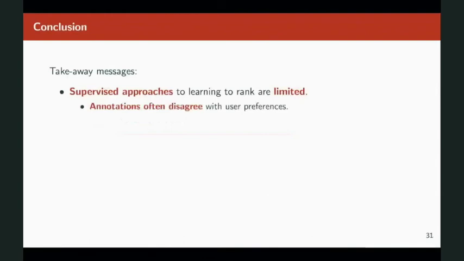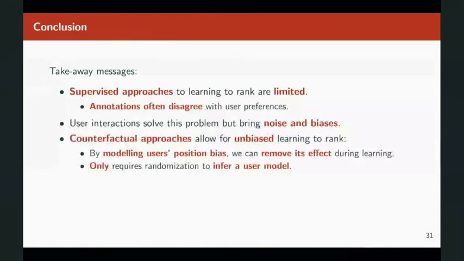All right, and with that, I'll conclude with my takeaway messages. We talked today about supervised approaches to learning to rank and their limitations. Specifically that annotations from experts usually disagree with your actual users. User interactions can solve this problem, but they bring noise and bias. Noise is not such a big deal, but bias really is, because it doesn't go away if you have a lot of data. Counterfactual approaches allow for unbiased learning to rank.